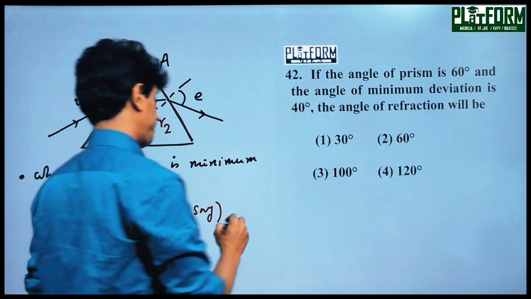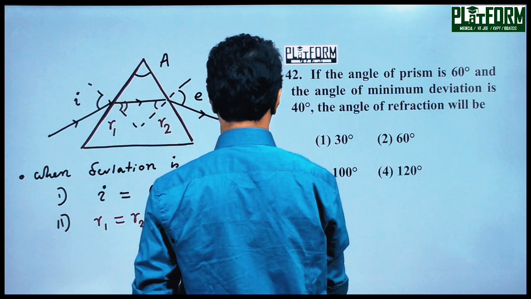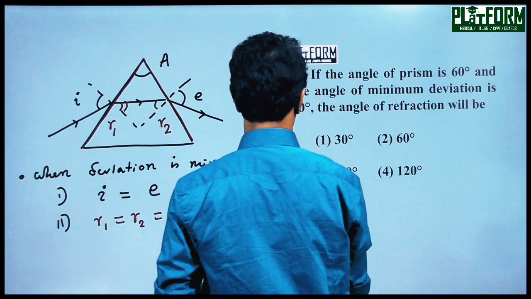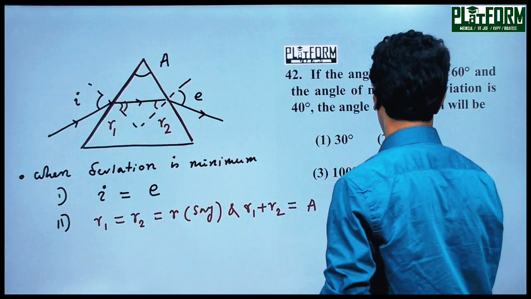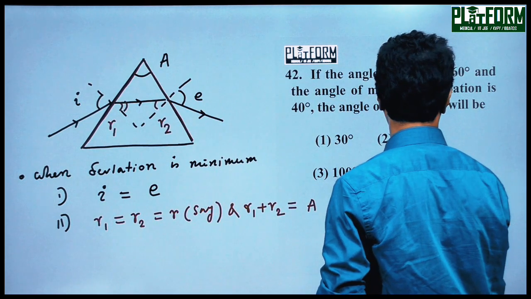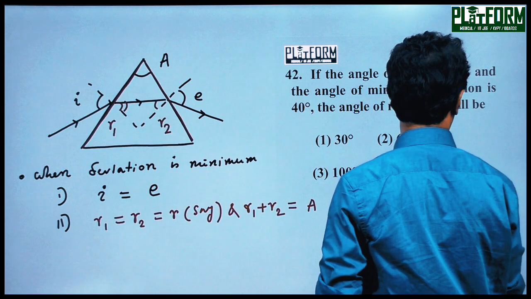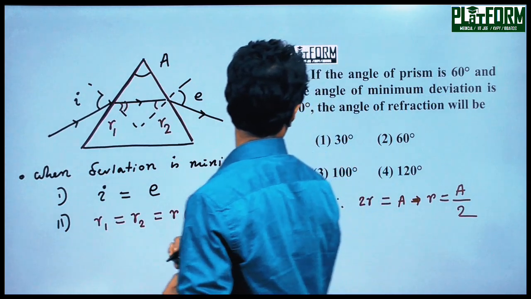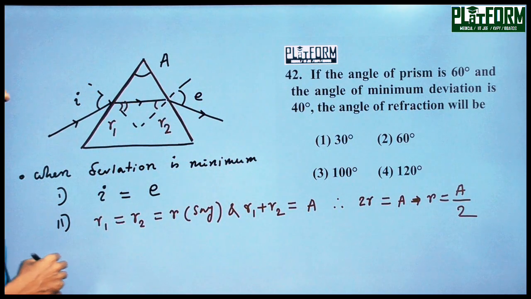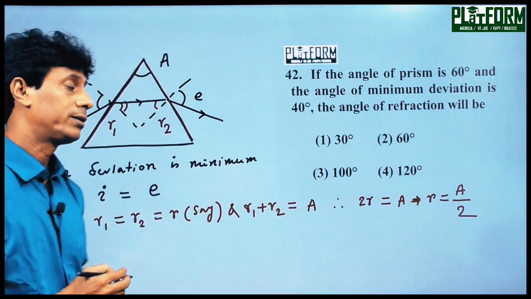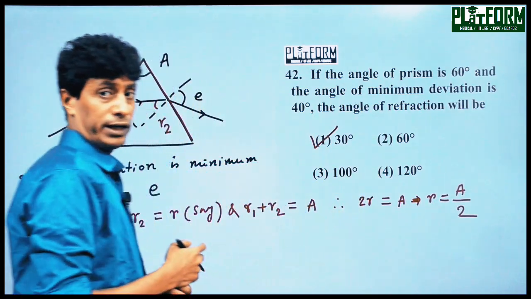And we know R1 plus R2 equals A. So therefore 2R is equal to A and R is equal to A by 2. If the angle of prism is 60 degree, then the angle of refraction will be 30 degree. Right option matches with 1.